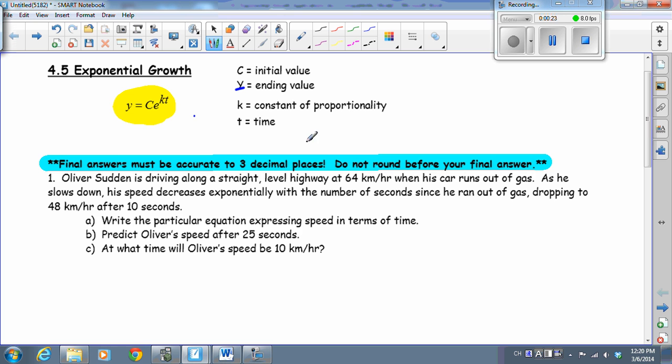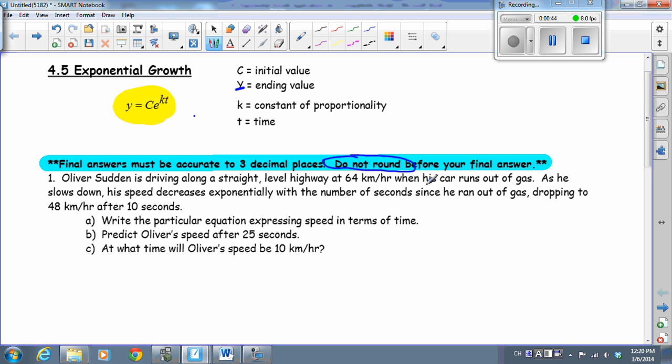But before we look at the first problem, I want to grab your attention: on this, final answers must be accurate to 3 decimal places. Do not round your answer before it's final. So do not round anything till the last minute.